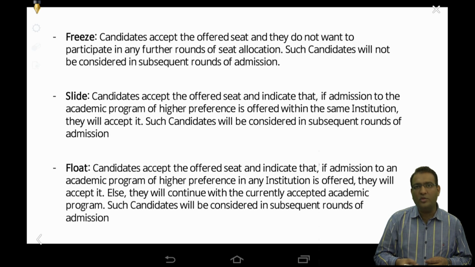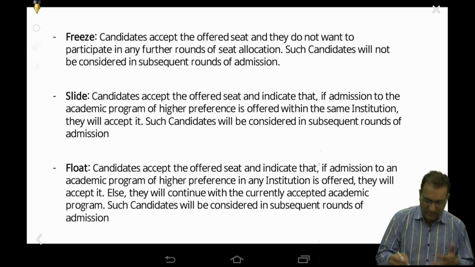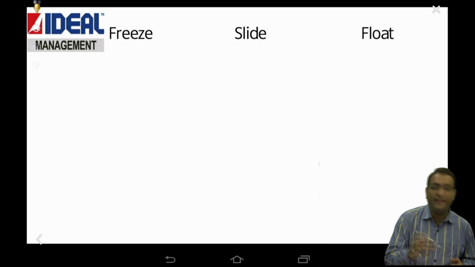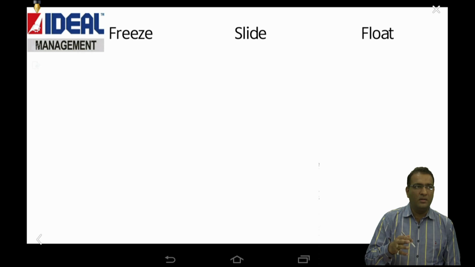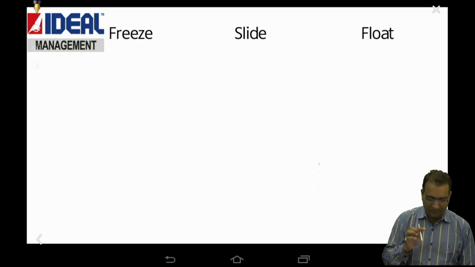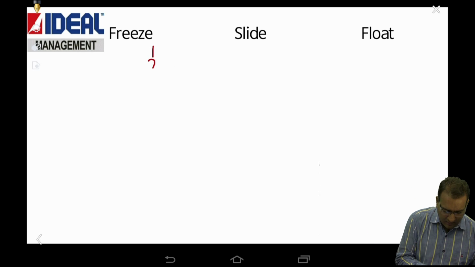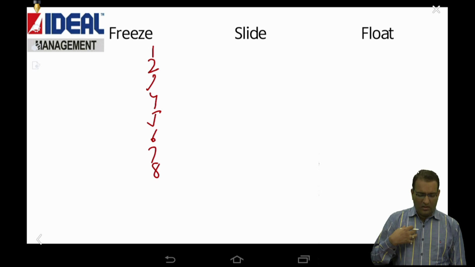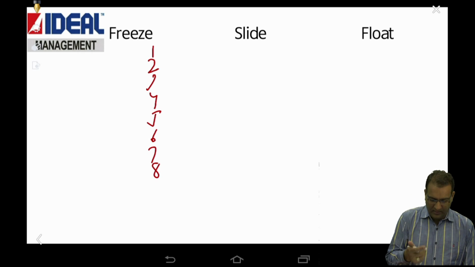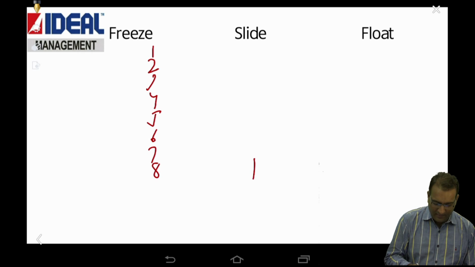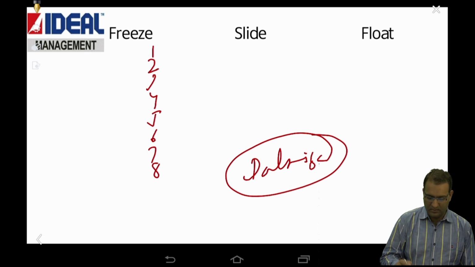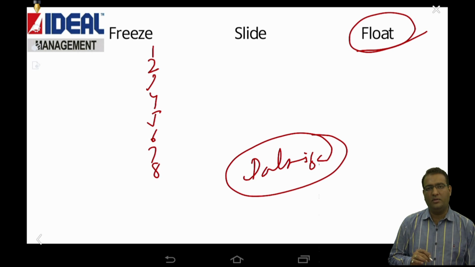So how are you going to get it? Let's take this example, because this is something analytical. There's no mathematics, this is proper analysis. All ranked people, rank 1, 2, 3, 4, 5, 6, 7, 8, all ranked people will do the same thing. Every person. So let's say I am rank 800. I have got, for example, Dalmia, and I've gone for the float option.